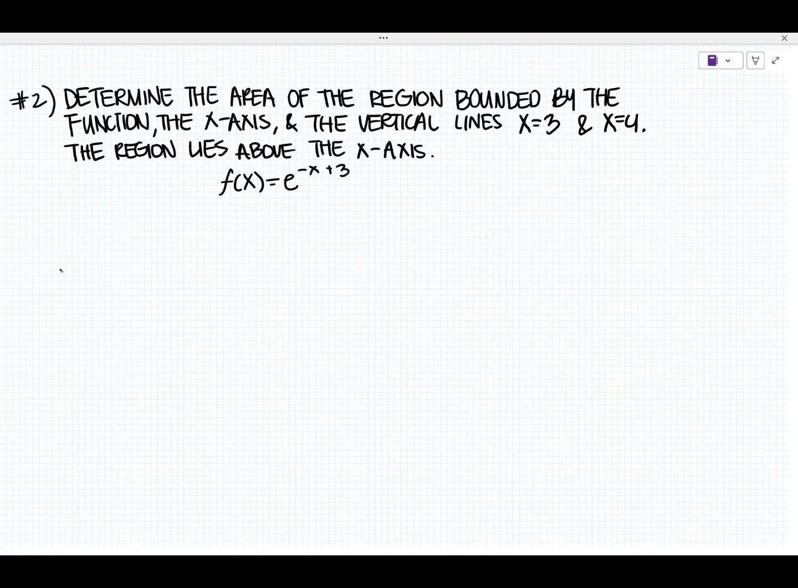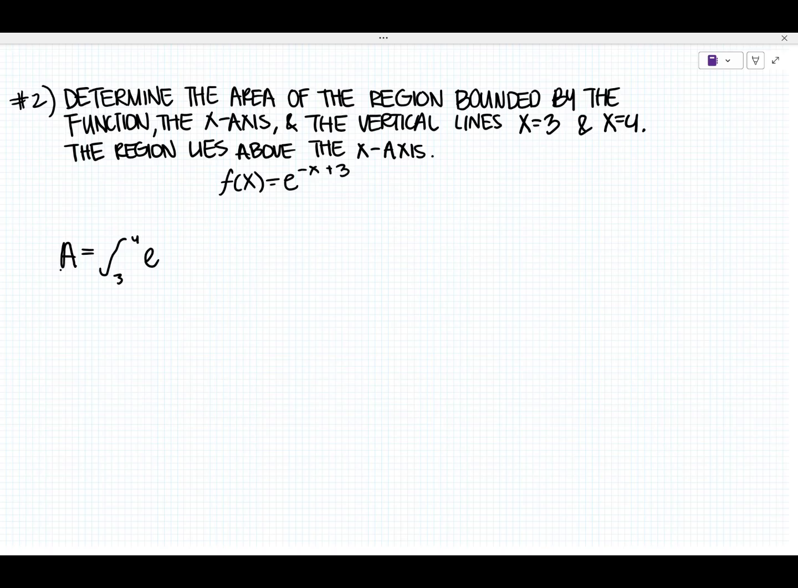Second question, we're going to determine the area of the region bounded by the function, the x-axis, and the vertical lines x equals 3 and x equals 4. The region lies above the x-axis. So what this question is asking us is to find the area underneath a curve from x equals 3 to x equals 4 of the function f of x equals e to the power of negative x plus 3.